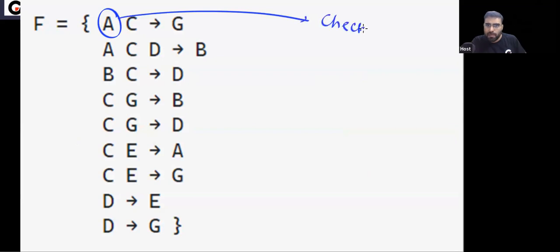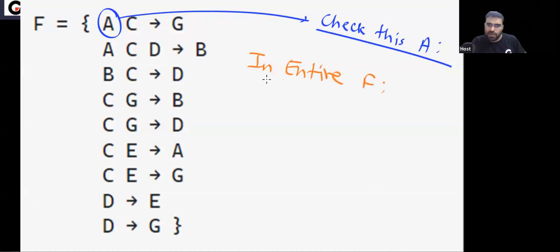Check this A. So what will you do? In the entire F, you will find what is C plus. Yes or no? In the entire F, you find C plus. So tell me, what is C plus in the entire F? That will be only C, nothing else. Agree with me?